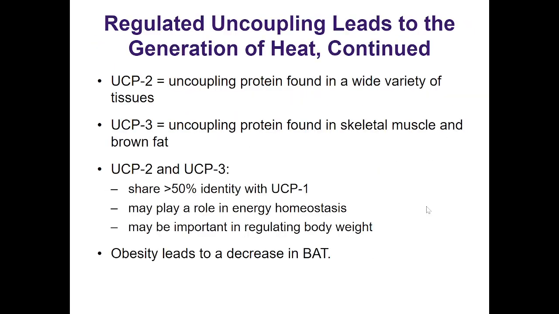So UCP2, this is the uncoupling protein that's found in a wide variety of tissues. UCP3 is the uncoupling protein found in skeletal muscles and brown fat. UCP2 and UCP3 share about 50% or greater identity with UCP1. This may play a role in energy homeostasis, may be important in regulating body weight as well. Obesity actually leads to a decrease in BAT.